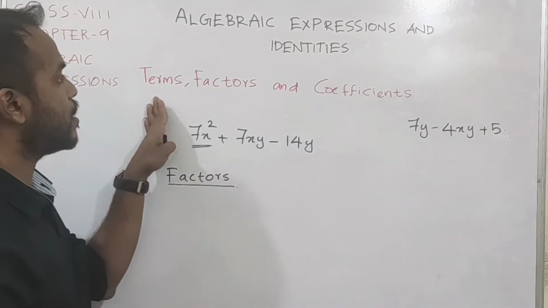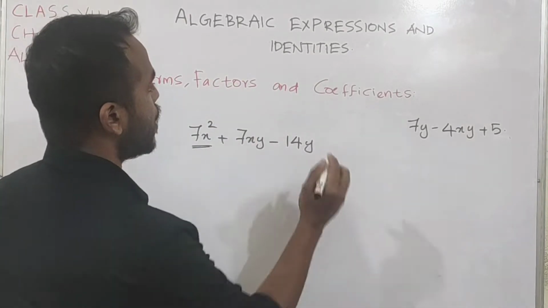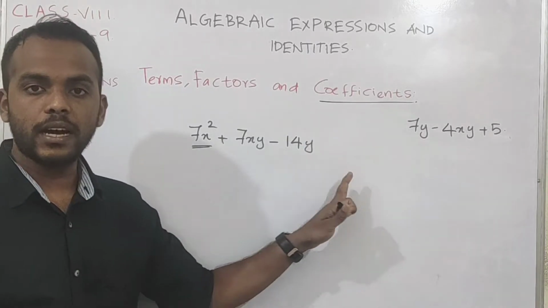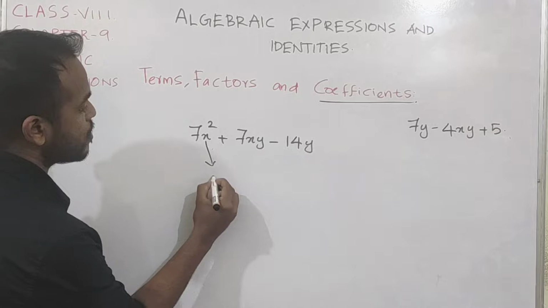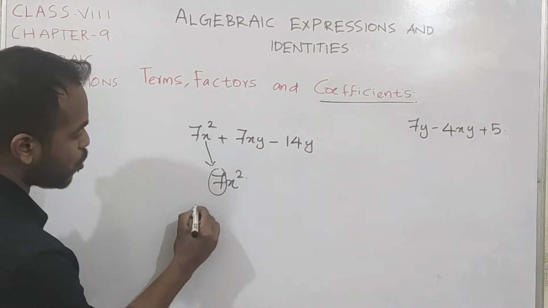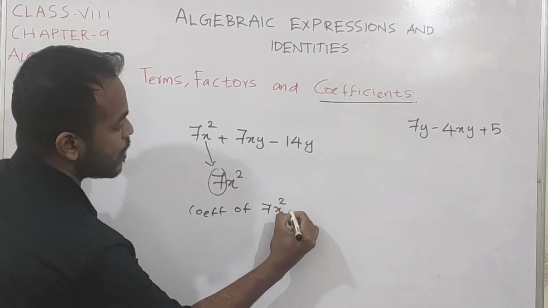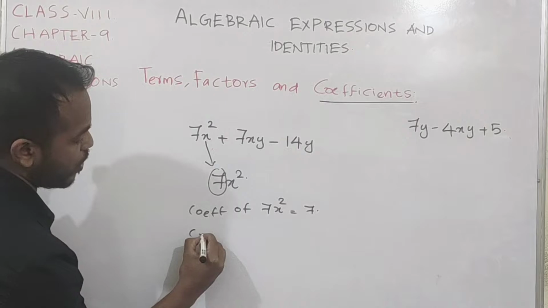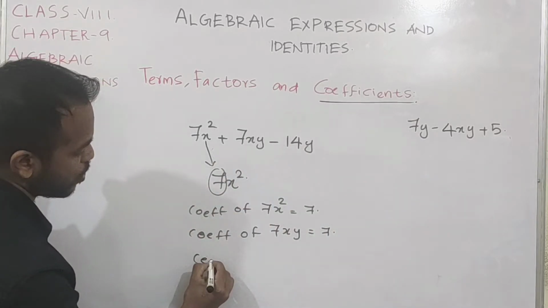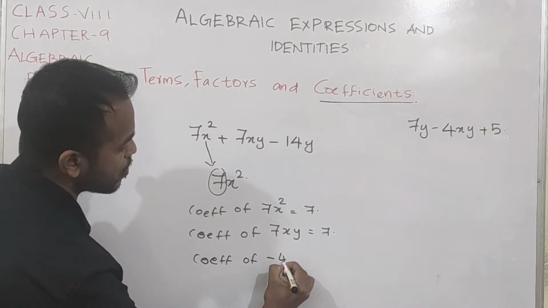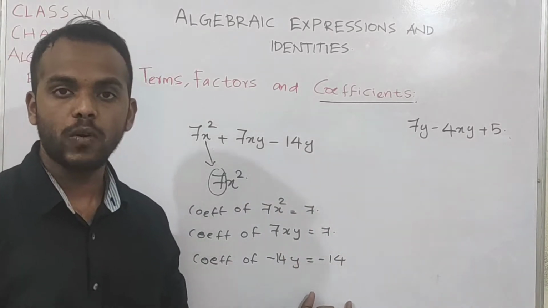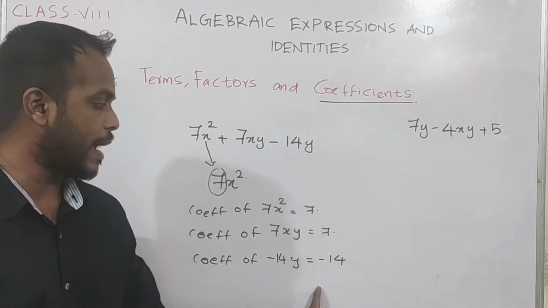So I hope you understood what is term, factor, and let's see coefficient. Coefficient, or numerical coefficient, or simply coefficient, is the factor that comes with the variable. In this case, we can see the term 7x square. In this 7x square, who is the numerical part? It is 7. So coefficient of 7x square is equal to 7. Then look at the next term. Coefficient of 7xy is equal to 7. Then what about the last term? Coefficient of minus 14y is equal to minus 14. We should be very vigilant that we should include the symbol, whatever symbol it is, and keep on writing that one.